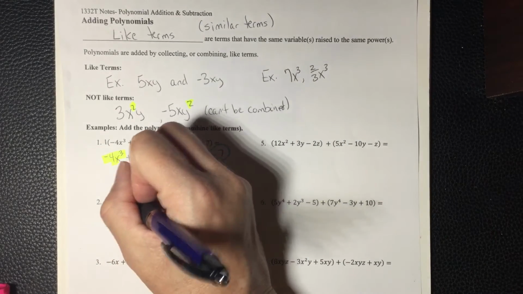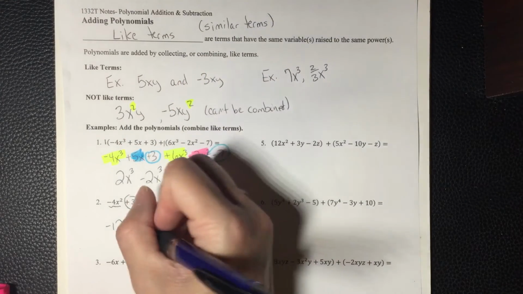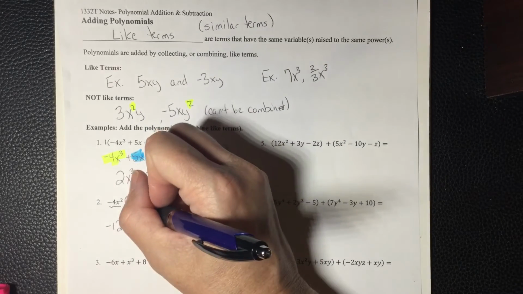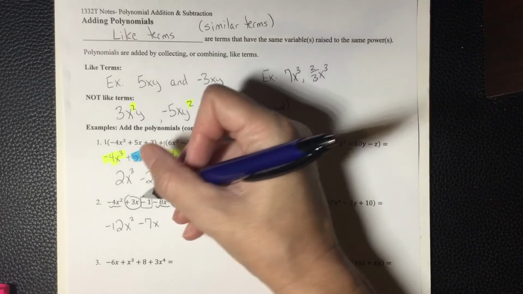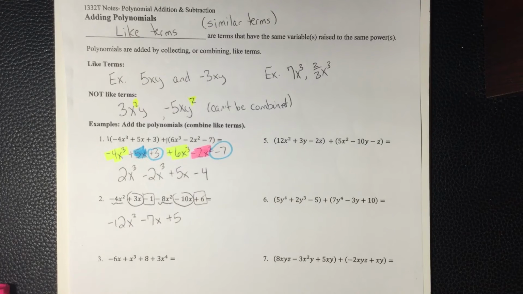Then we move on to the x terms. So this is going to be 3 minus 10, which is negative 7, and we're going to keep the x. And then finally we move to our constants. So 6 minus 1 would give me positive 5. So we tend to put polynomials in what we call descending order, where we start with the biggest exponent and go down, and then we end with the constant.